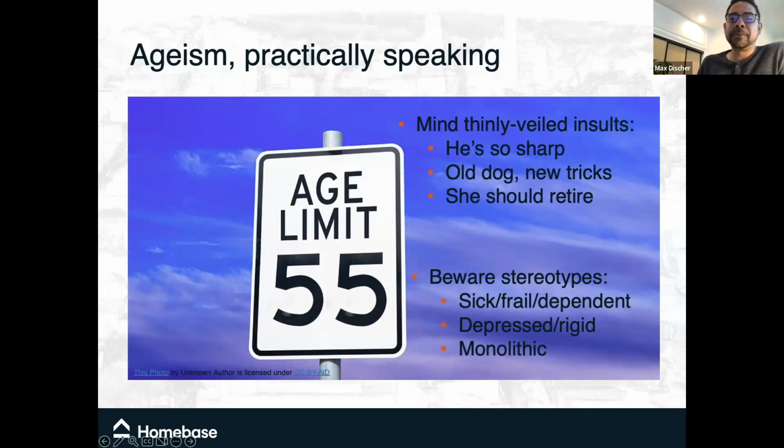So let's be mindful of thinly veiled insults, things like "he's so sharp," or "old dog, new tricks," or "she should retire." We have to be mindful of the stereotypes that come along with our interactions with older adults that would otherwise portray them as somehow sick or frail or dependent or depressed or rigid, or somehow monolithic, that they are all the same and that they have somehow lost their individuality in older age.